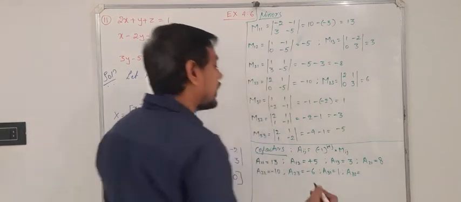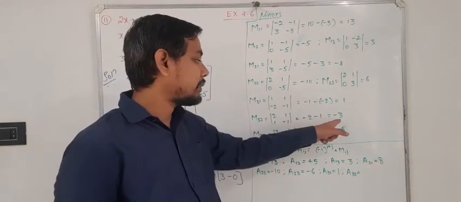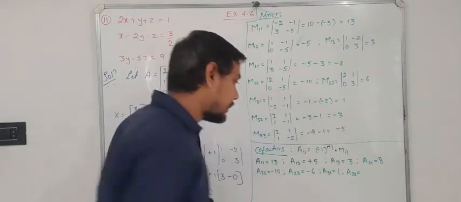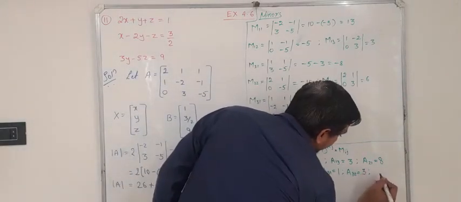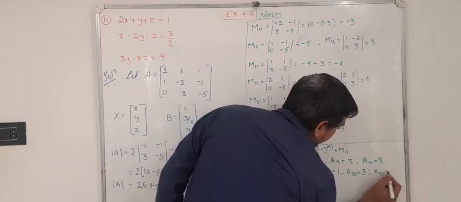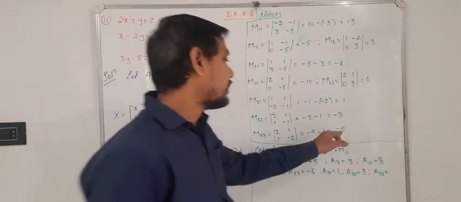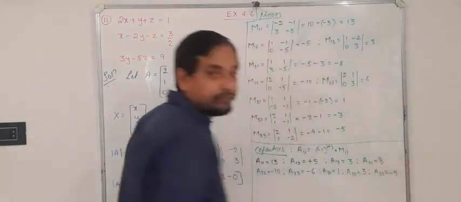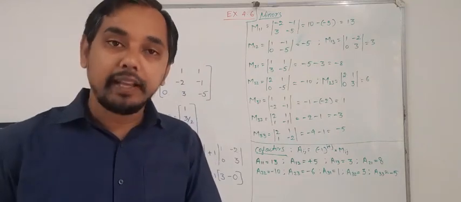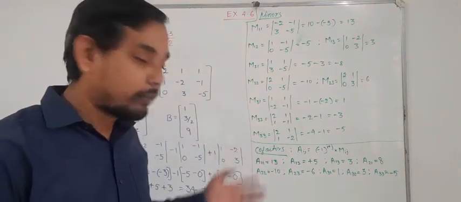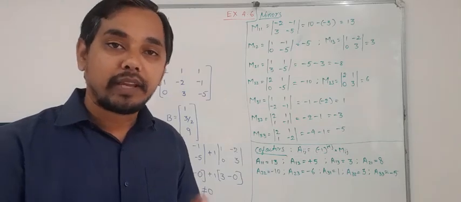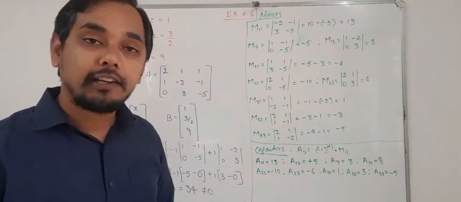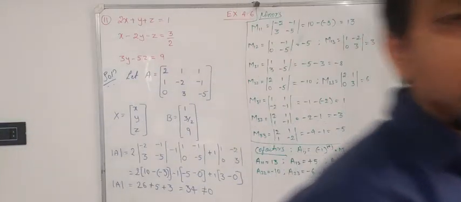A32. So A32 is how much? M32 here is minus 3. So 3 plus 2 is 5, odd. So minus 3 becomes plus 3. A33. Right? So A33 is how much? Minus 5. 3 plus 3 is even. So it will be minus 5 itself. Right? So this is how we need to find the value of adjoint, minors and cofactors. So now you pause the video, make a note of this, and next we'll proceed with finding out adjoint A. Okay? So make a note.